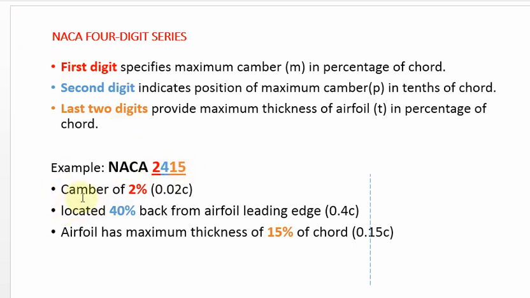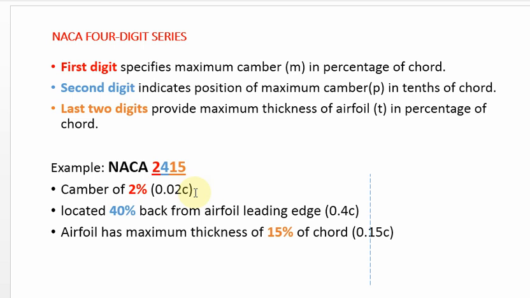The first digit is the maximum camber, the value of the maximum camber, that is 2% of the chord. See here the percentage of the chord. There is 2%, nothing but 2 divided by 100, automatically 0.02. So you have to multiply with the chord value. So the maximum camber value will be 2% of the chord.